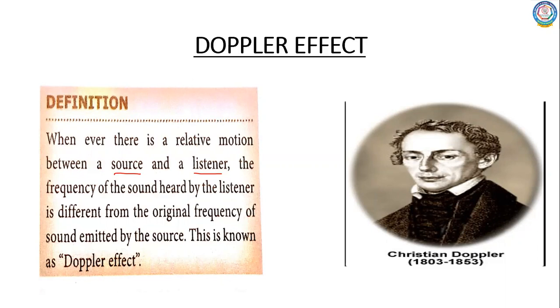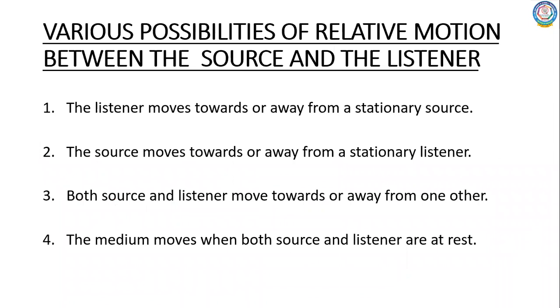So what will be the possibilities? We said that there will be a relative motion between a source and a listener. Let us discuss the possibilities of the motion between the source and the listener. We have discussed four cases here, children. The first case is the listener moves towards or away from a source. Here itself this can be divided into two: the listener is moving towards the source which is stationary, or the listener moves away from the source which is again stationary. Here we can discuss two cases.